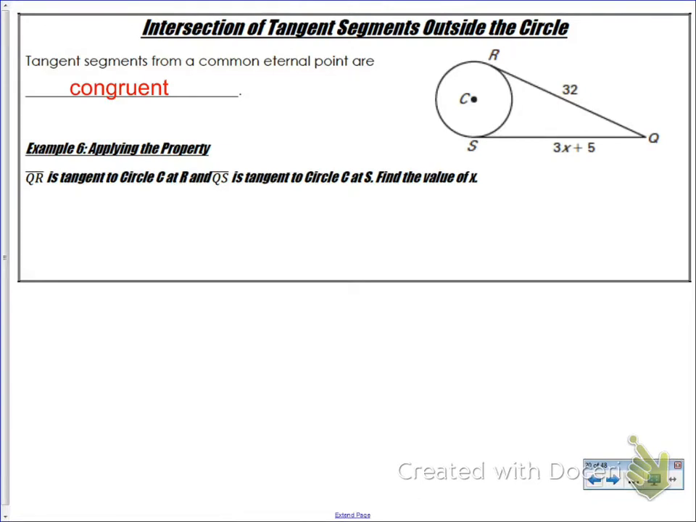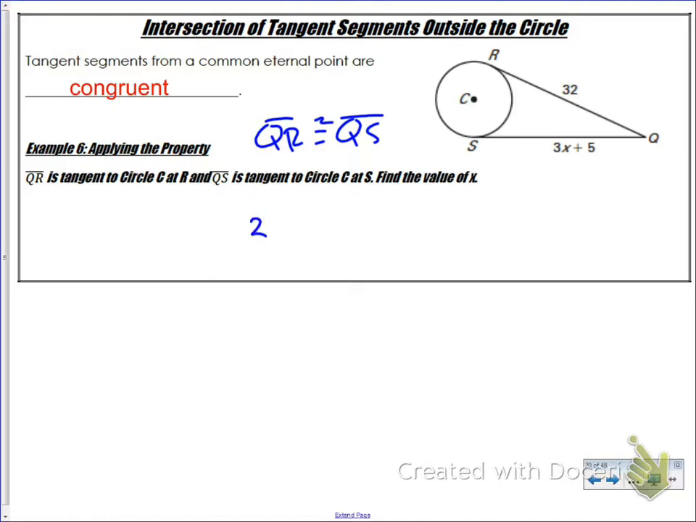What we're going to talk about here is the intersection of tangent segments outside the circle. What we have here is QR and QS, which are both outside the circle. Q is outside the circle, and tangent segments that form from a common external point are going to be congruent to each other. So in this case, you're going to have QR congruent to QS.